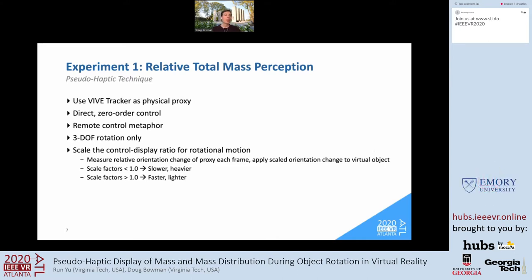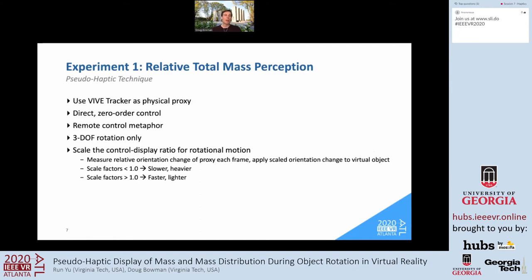And it was limited to rotation only because we were interested in focusing in on rotation. And the technique was simply to scale the control display ratio for rotational motion by measuring the relative orientation change of the proxy every frame, and then applying the scaled orientation change to the virtual object. And the scale factor could be less than one, in which case the object would move more slowly than your hand was moving.